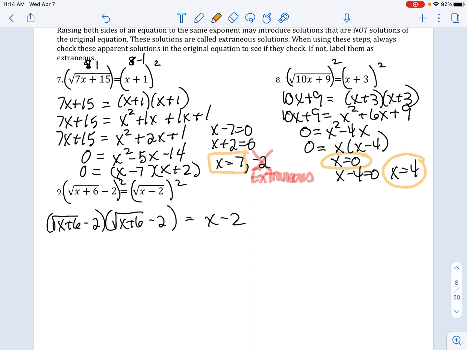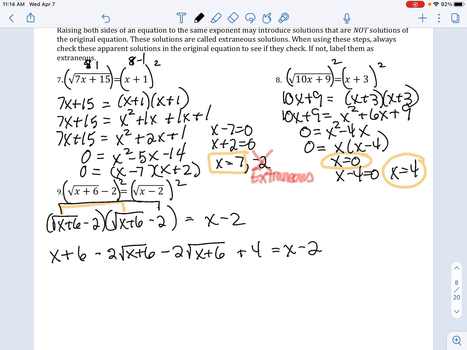All right, if you multiply the first two radicals, that's essentially multiplying it by itself, and so you get x plus 6. If you multiply square root of x plus 6 times -2, you get minus 2 times the square root of x plus 6. And then you get it again, minus 2 times the square root of x plus 6, and then you get plus 4.